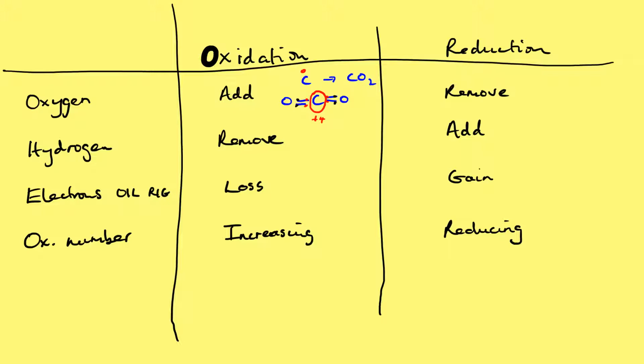Alright, so we can see that that's been oxidized because you've added oxygen in one term, but in terms of looking at the oxidation number, that oxidation number has increased from 0 to +4, and so you can see that those two methods of looking at oxidation are consistent. We could take another example. Why don't we have a look at methane? We're going to start off with carbon, and then turn it into methane. So we've added hydrogen, so we think that according to this table, that's reduction.